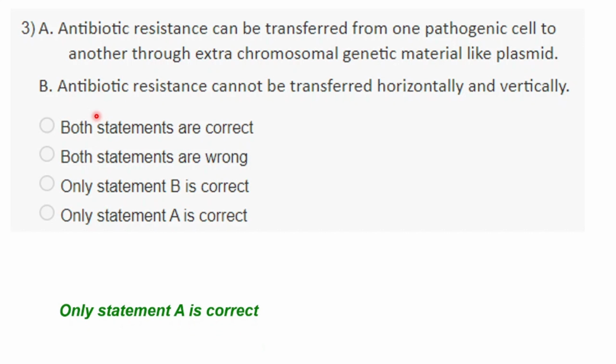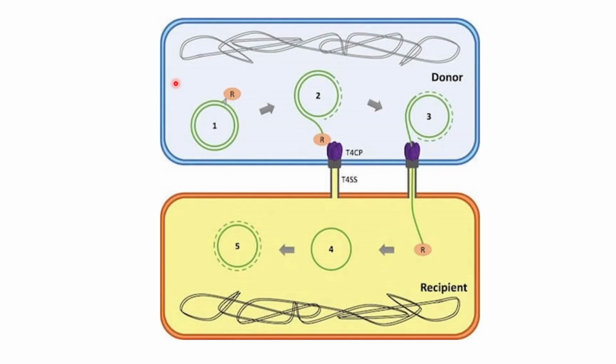So both statements are not correct. Antibiotic resistance can be transferred horizontally. Statement A is correct. Statement B is not correct since it mentions cannot. So this statement is not correct because antibiotic resistance can be transferred horizontally via horizontal gene transfer techniques.